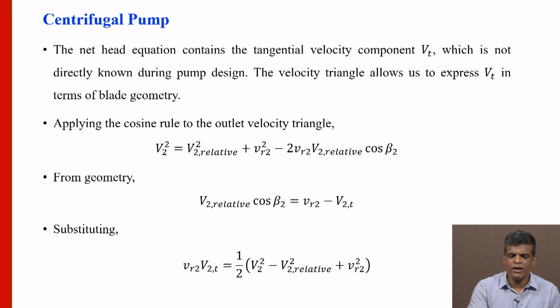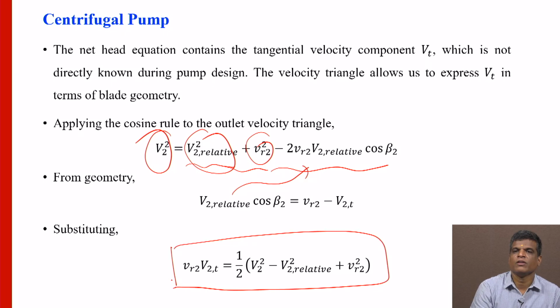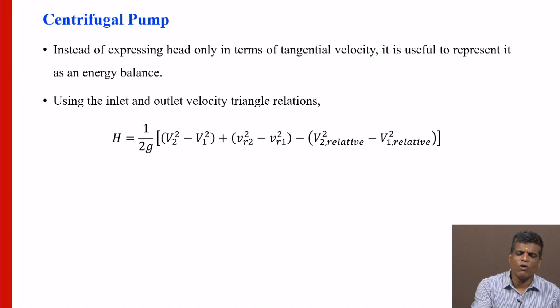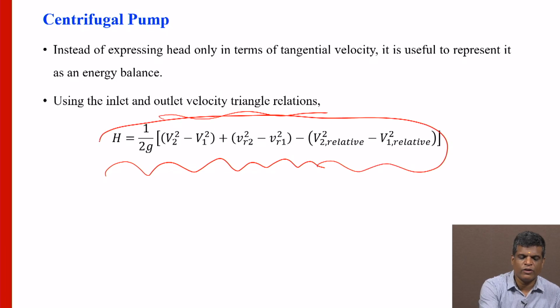Again, in the same way, we discuss further. In terms of V2 square, we can write from the outward velocity triangle V2 square equals V2n square plus VR2 square in terms of cos beta 2, where VR2 is the relative velocity. Substituting and modifying, we get the expression for VR2. After solving, using the inlet and outward velocity triangles, we finally get the head H expressed this way.